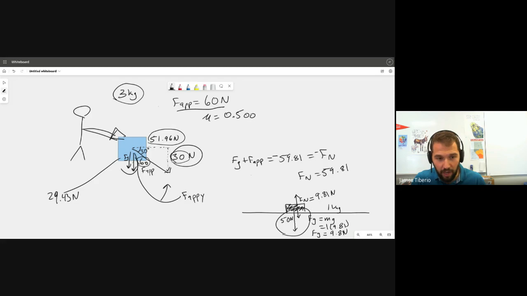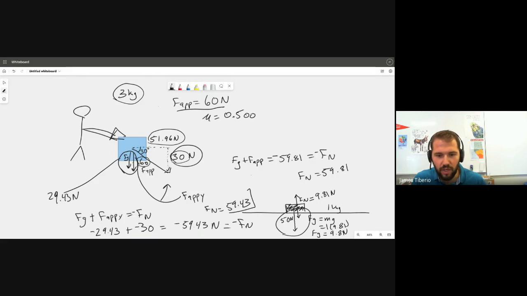And so our combined force down, Fg plus force applied y, must equal our normal force, or else the shopping cart will sink through the grocery store floor or it will float away. And we just need to note that they're opposite directions, so one will be negative and the other will be positive. So I'll just throw a negative there. 29.43, and this is in the down direction, plus 30, equals negative 59.43 newtons equals negative force normal. So force normal, of course, equals positive 59.43.